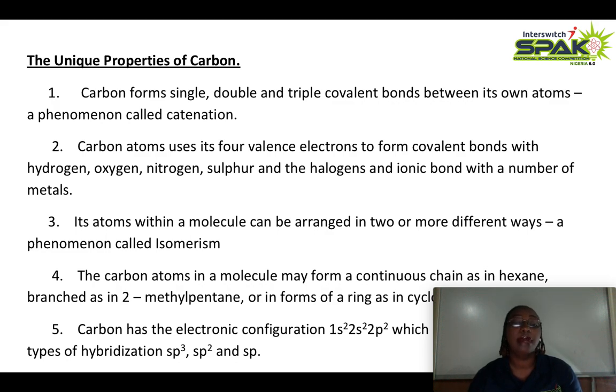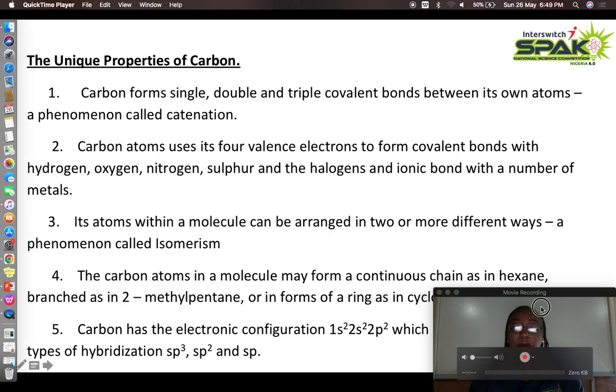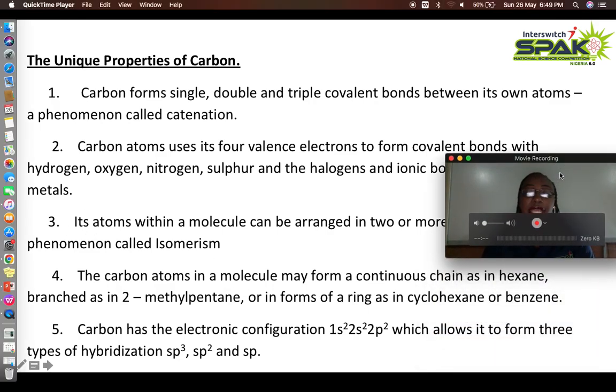It exhibits isomerism. Yes, carbon can exhibit isomerism. Isomerism is a phenomenon whereby organic compounds have the same general molecular formula but different structures. Carbon atoms in a molecule may form various chains, as in hexane, branched as in 2-methylpentane, and they also form rings, as in cyclohexane or in benzene.